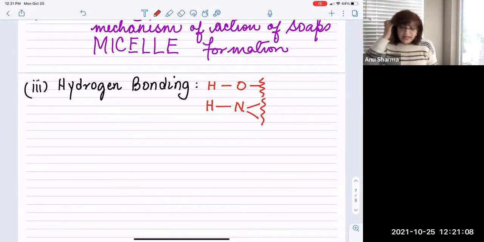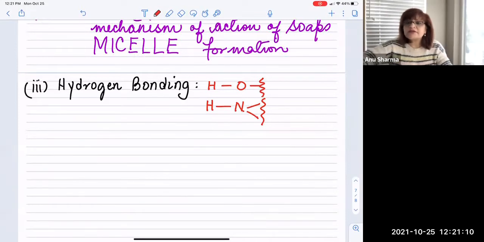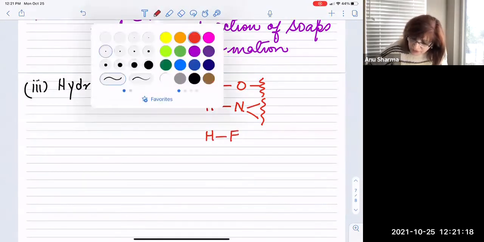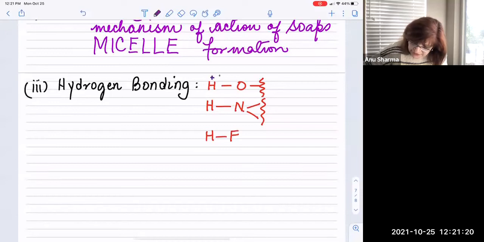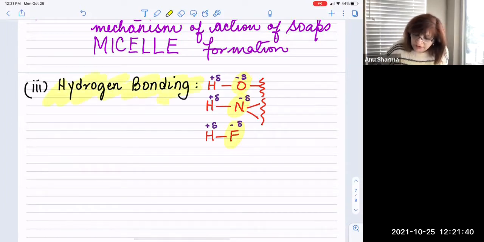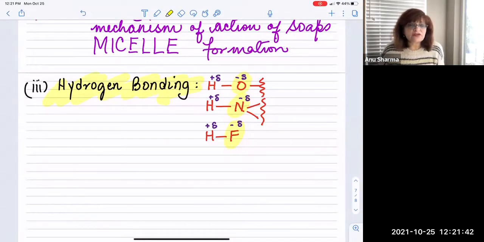But we see here hydrogen, and also here hydrogen and fluorine. So what do we see here? We see that hydrogen is delta positive. Why? Because hydrogen is attached to a more electronegative atom: oxygen, nitrogen, and fluorine. Only then is hydrogen bonding going to occur. If hydrogen is attached to anything else, then it won't.